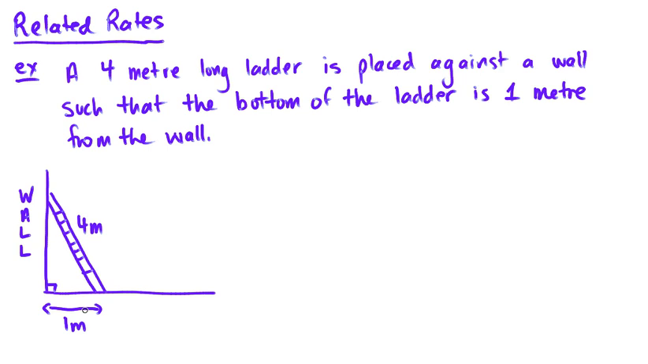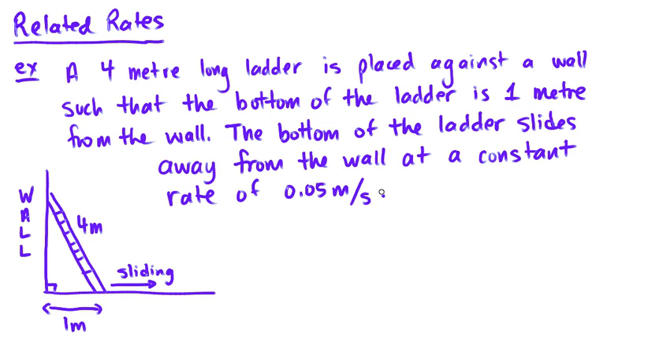And the ladder is actually on a bit of a slippery surface. The floor is tiles or icy, and it's sliding away from the wall at a rate of 0.05 meters per second. So let's add that in. My question is, if this is sliding out, how quickly is the top of the ladder sliding down the wall? And specifically at the 10-second mark.